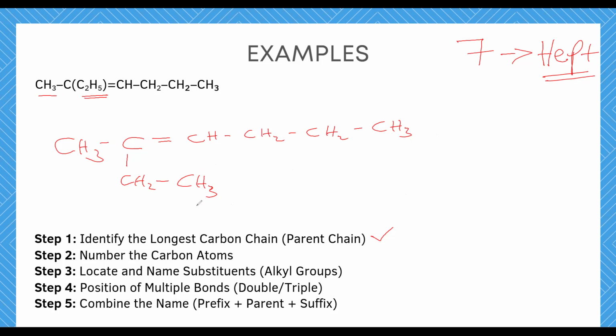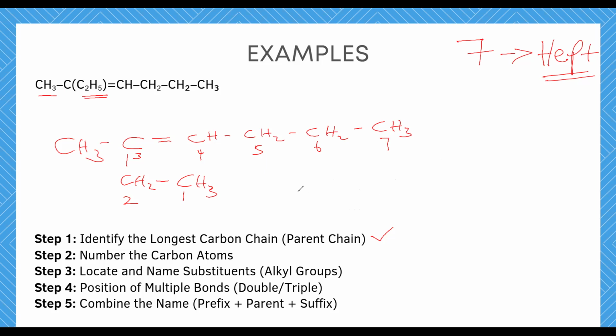Option 2. Thank you very much. Because that is the part that gives the lowest possible number to the double bond. So for option two, I have one, two, three, four, five, six, seven. Did you see how I did that? Yes, sir.